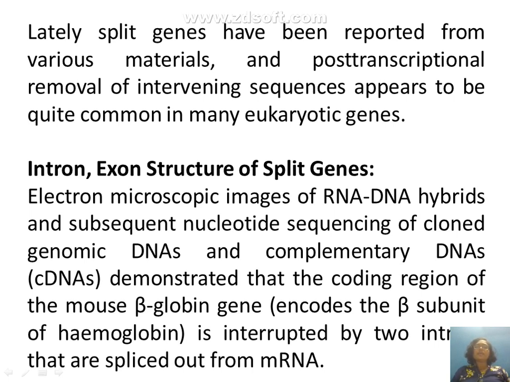So, intron-exon structures of split genes. You have already seen the RNA-DNA hybrids and the electron microscopic images of these hybrids. They have shown that the sequence of DNA and the complementary DNA, or cDNA, demonstrated only the coding region of the mouse beta globin gene. Why is it called beta globin? Because it codes only for the beta subunit of hemoglobin, the globin protein, and it is interrupted by two introns which are spliced out from the messenger RNA.